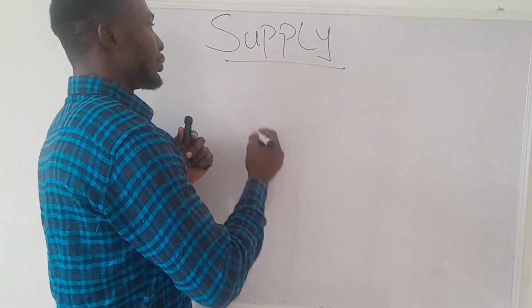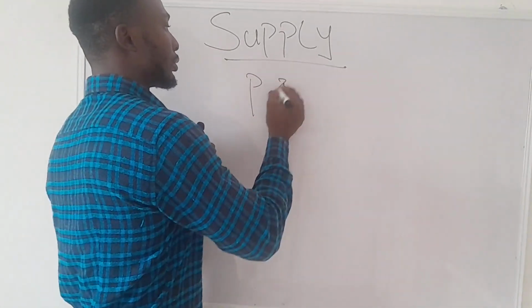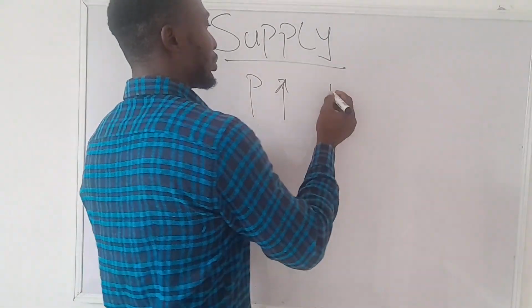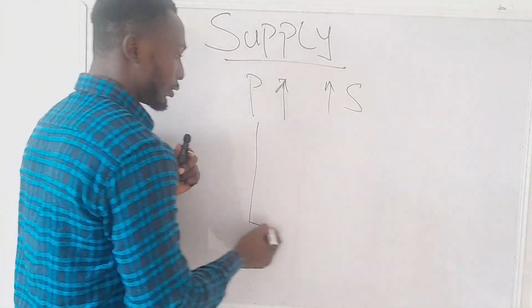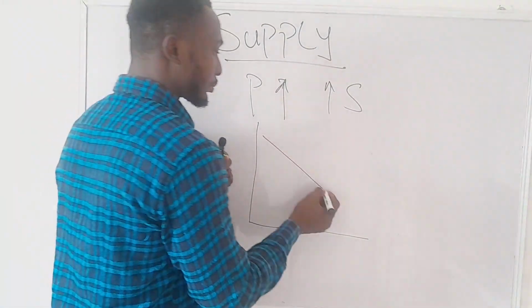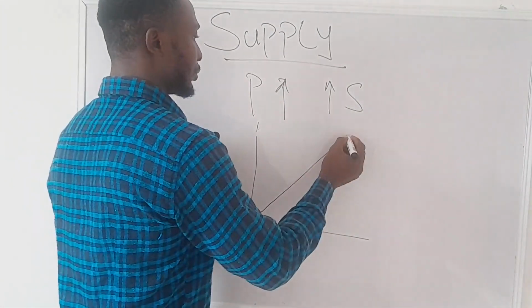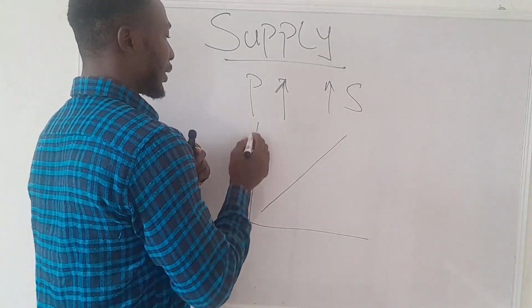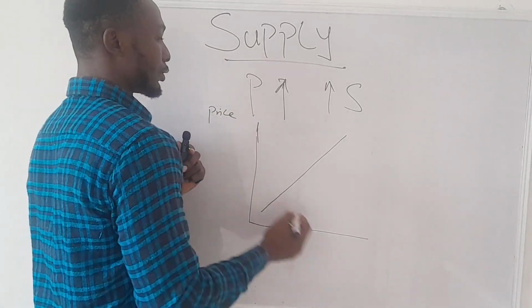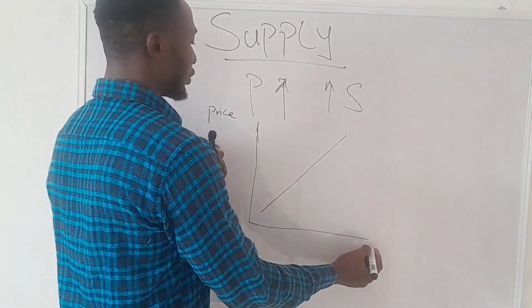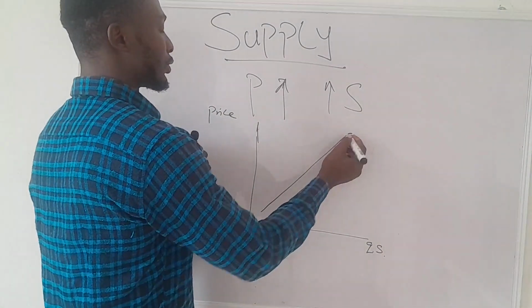So we are going to be looking at the law of supply, which says the higher the price of a product, then the higher the supply of that same product. So if we draw the supply curve, it slopes upward. Sorry, this is the demand curve. So if we draw the supply curve, it slopes upward. The supply curve has a positive slope because it shows the positive relationship between price and the quantity supplied. So this is the supply curve.